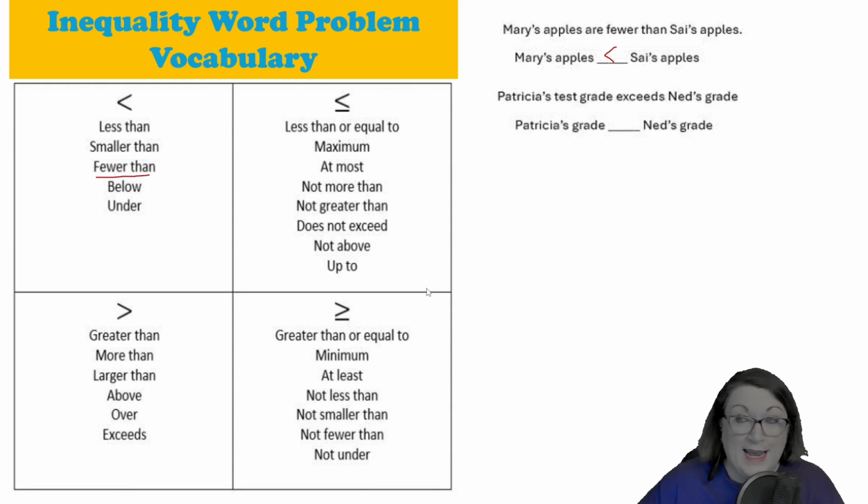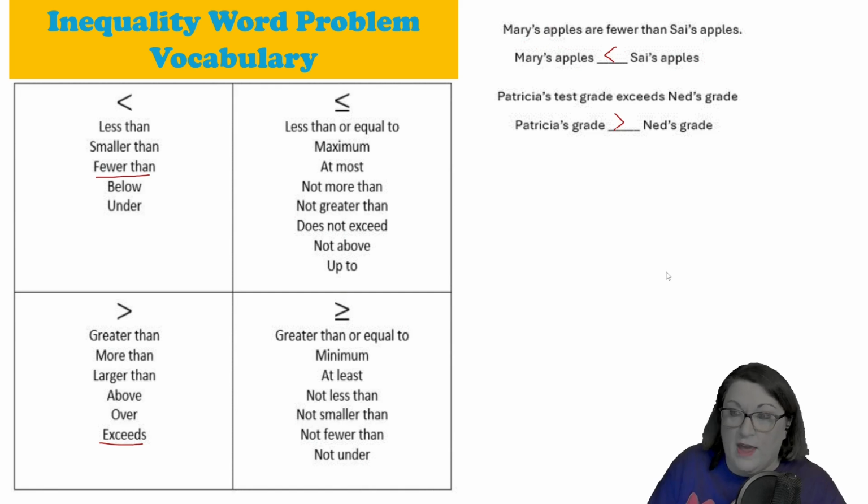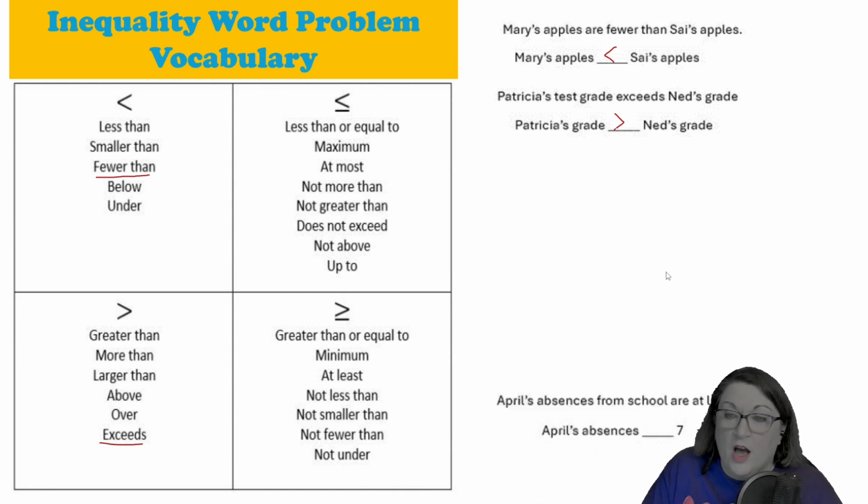Patricia's test grade exceeds Ned's grade. Exceeds. Okay, so if you look down here, exceeds is in the greater than symbol category. So that means Patricia's grade is greater than Ned's grade. If it exceeds Ned's grade, then that means it's bigger, or exceeding it means it's more than Ned's grade.